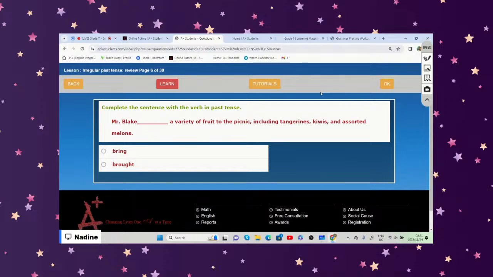And Mr. Blake, do we say bring or brought a variety of fruit to the picnic, including tangerines, kiwis, and assorted melons? So he bring or he brought.